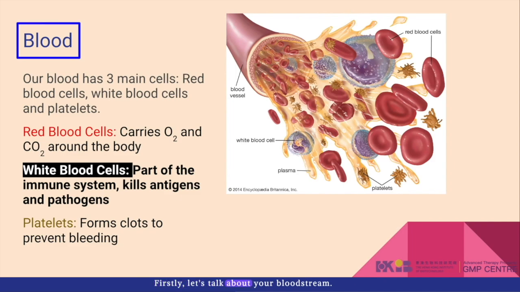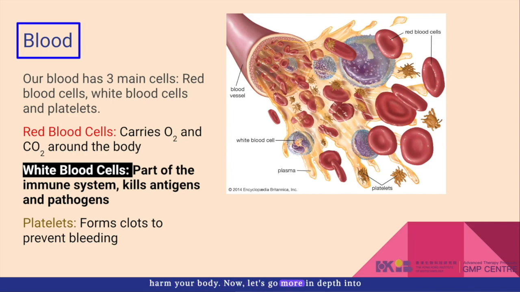Firstly, let's talk about the bloodstream. Our blood has three main cells: the red blood cells, white blood cells, and platelets. The red blood cells carry oxygen and carbon dioxide around the body, and is what makes our blood red, while platelets form clots to prevent bleeding and is what makes your scabs. And our main character today, the white blood cells, are part of the immune system, which kills antigens and pathogens, which are the things that will harm your body.